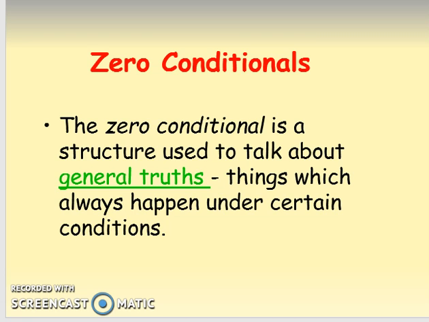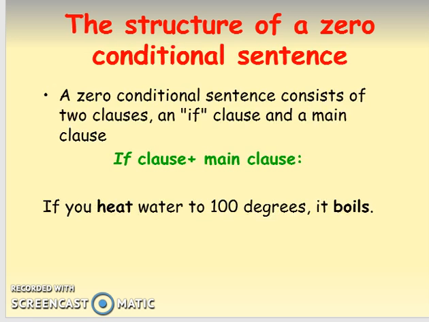So the zero conditional is a structure used to talk about general truths. So this is the most important thing about the first type, is that we use it to talk about general truths, which are things which always happen under certain conditions. So let's look at the structure of a zero conditional sentence. A zero conditional sentence consists of two clauses, an if clause and a main clause.